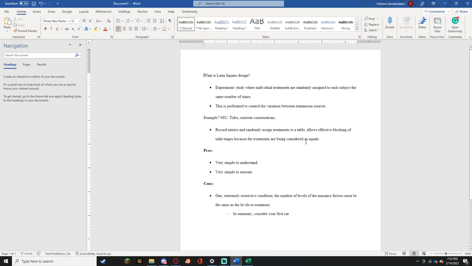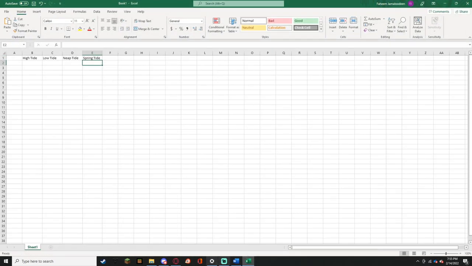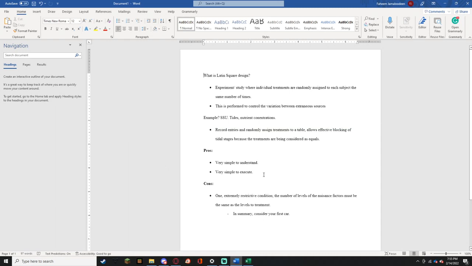But Latin square is the type of design that allows us to work around that. It is very simple to understand and extremely simple to execute because you're able to block factors such as, let's say, these tidal stages when designing an experiment. There's one very big drawback to it, though. It has one extremely restrictive condition, and that is the number of levels of your nuisance factor have to be the same as the levels of treatment.